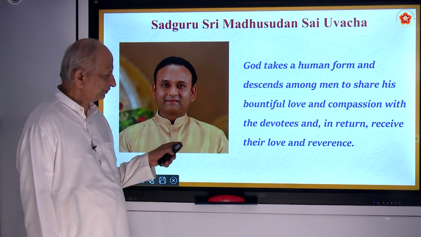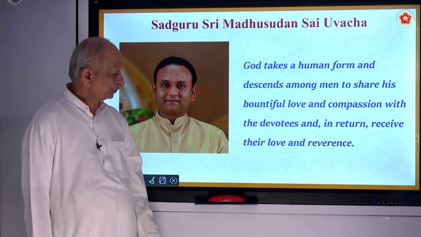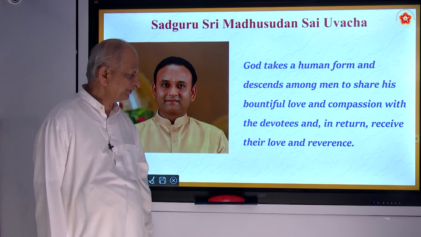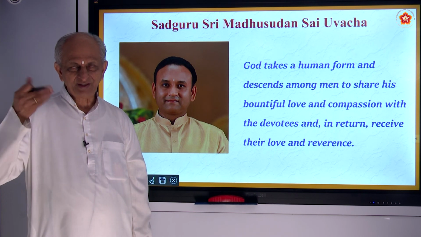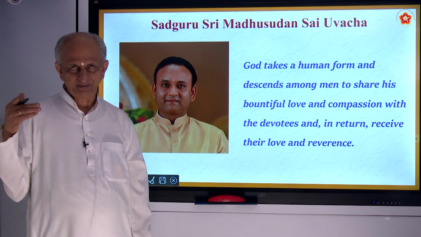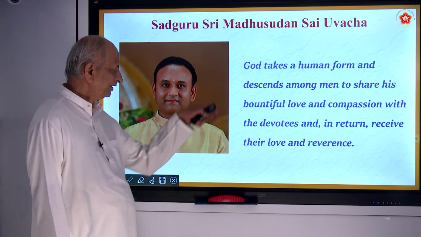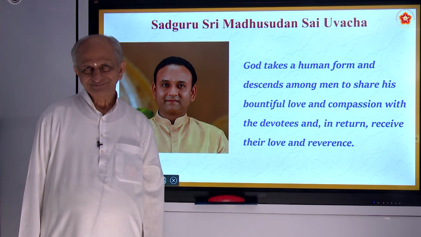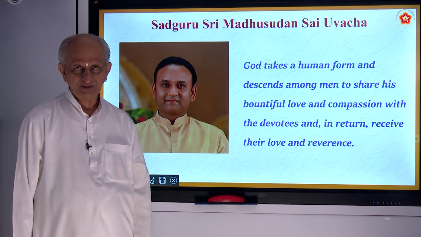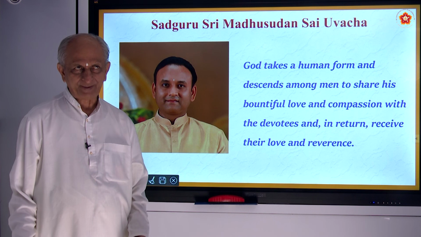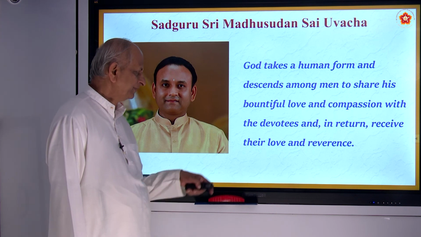So, this is a beautiful photo of Sadguru. God takes a human form and descends among men to share his bountiful love and compassion with the devotees. So, that is what is said in the Bhagavad Gita, Yada yada hi dharmasya glanir bhavati bharata, abhyutthanam adharmasya tadatmanam srijamyaham. So, God descends down like an aeroplane which has come down in the air force, no? Otherwise, the passengers cannot go up to other places. So, like that, God comes down.